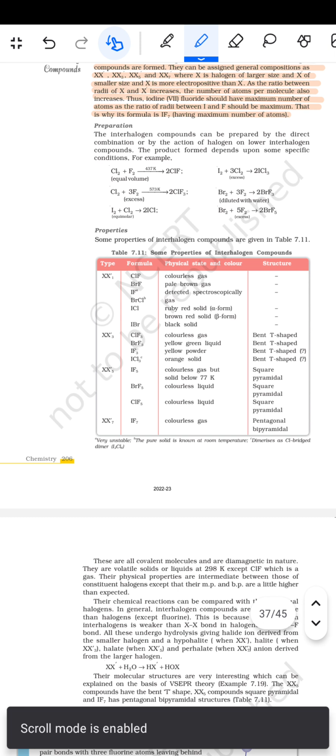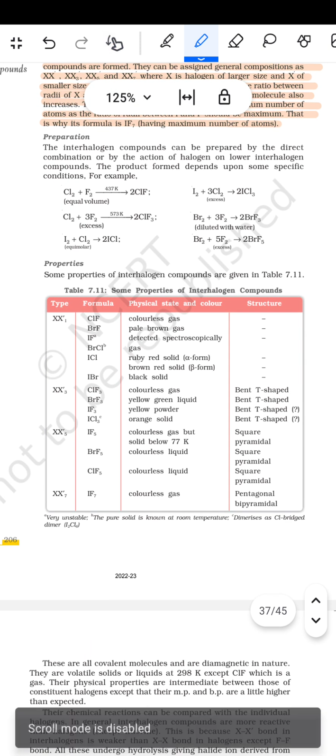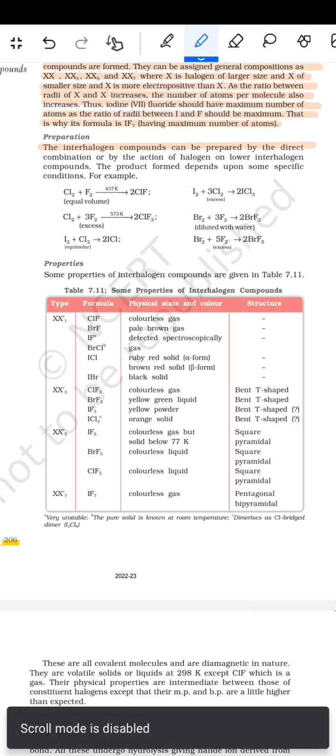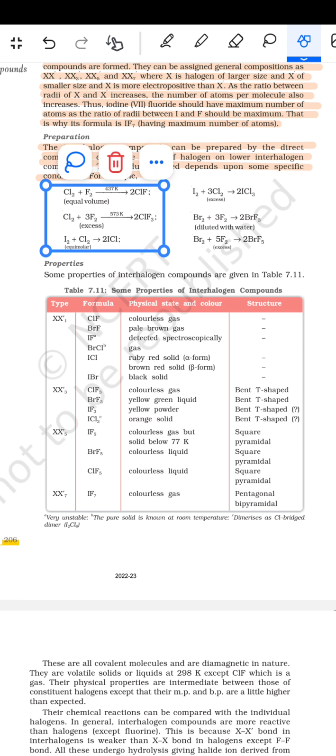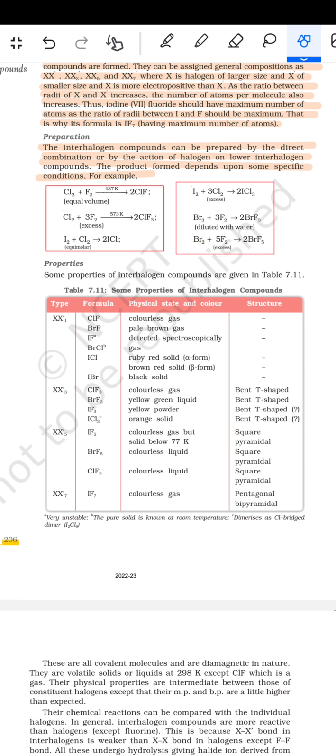Preparation. The interhalogen compounds can be prepared by direct combination or by the action of a halogen on lower interhalogen compounds. The product formed depends upon specific conditions, जैसे Cl2 plus F2 gives ClF, Cl2 plus excess F2 gives ClF3, और I2 plus Cl2 equimolar जो दे देगा हमको ICl. उसके बाद फिर I2 plus excess Cl2 gives ICl3, Br2 plus F2 gives BrF3, Br2 plus 5F2 in excess gives BrF5.